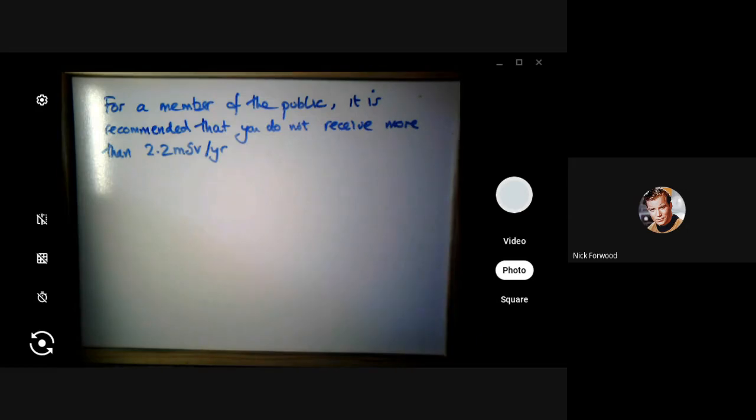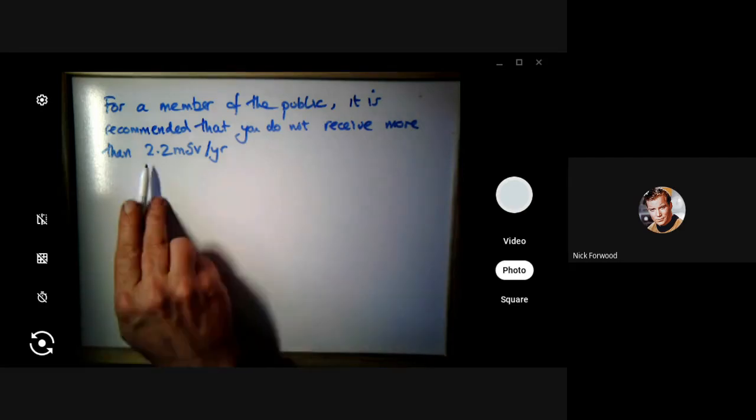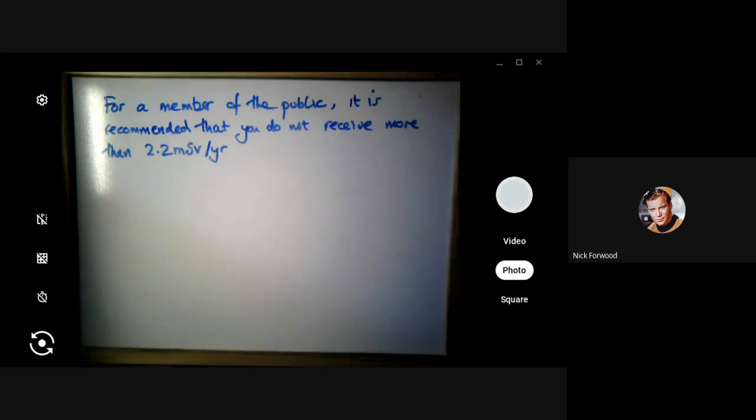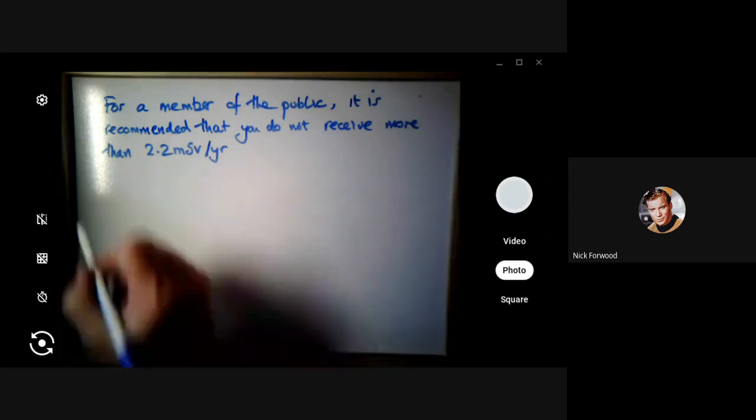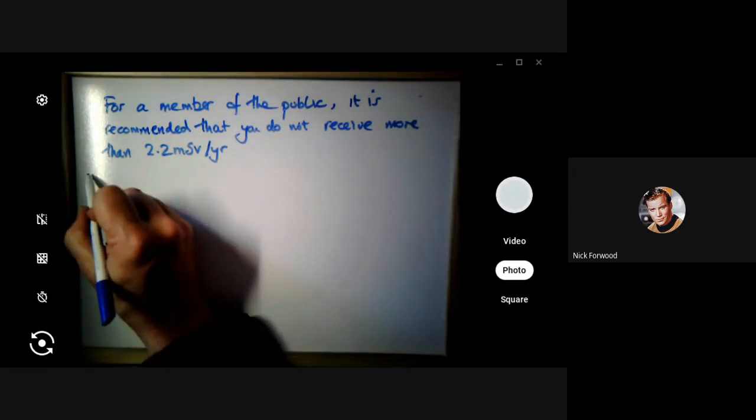Okay, so what would that be in an average week? So in a week, what you've got to do is take that and simply divide it by 52, because there's 52 weeks in a year. So here's an example.